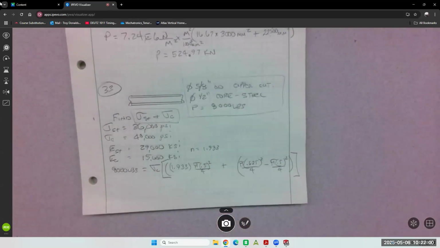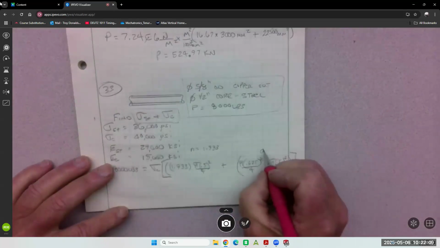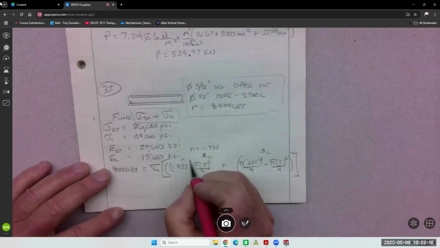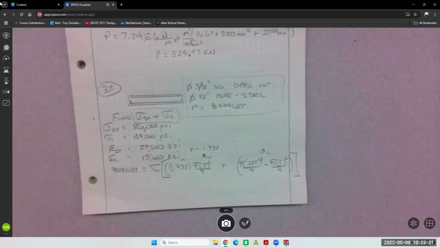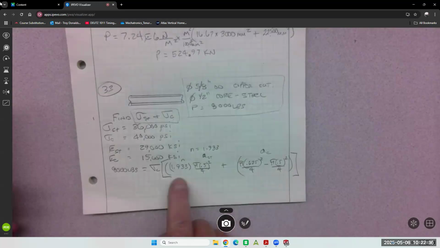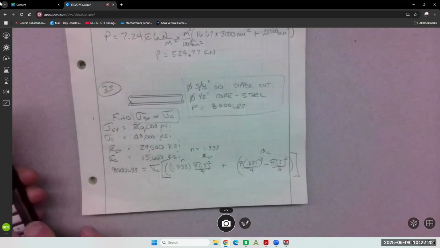Looks something like that. So this is the area of the copper. This is the area of the steel. This is N. And then we have a little algebra to do. It's 8,000 and we divide by this entire number. So, some calculator gymnastics.